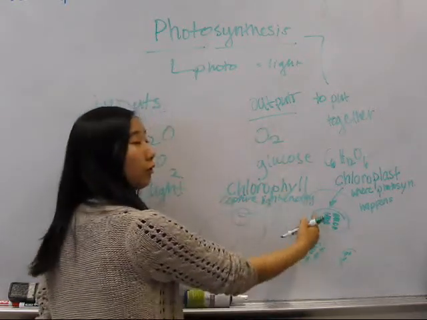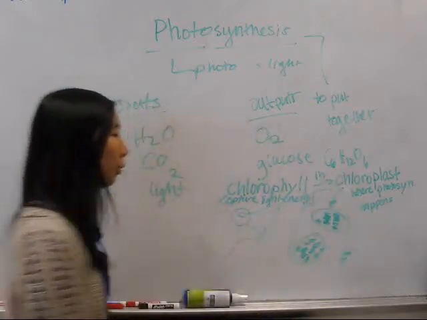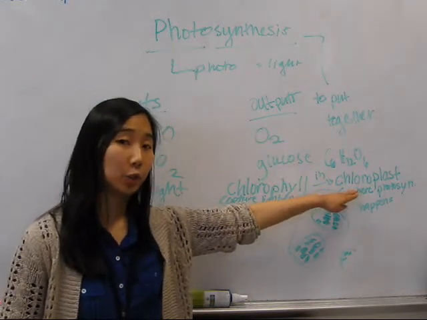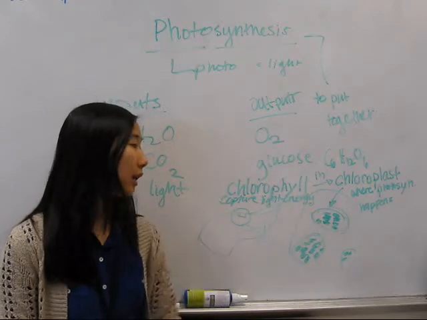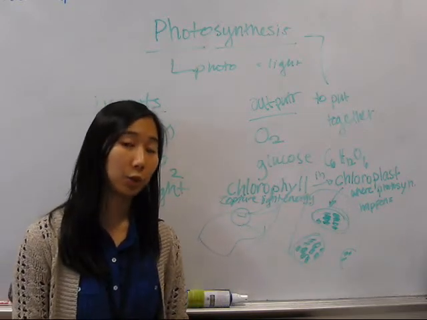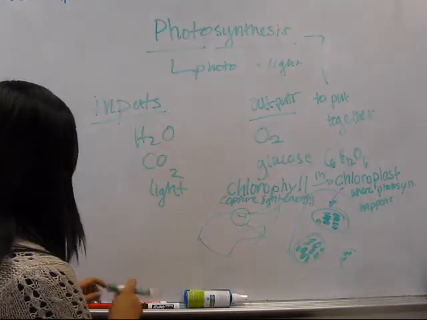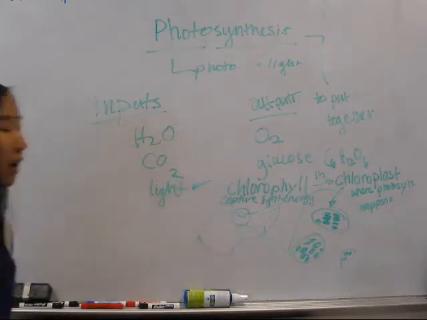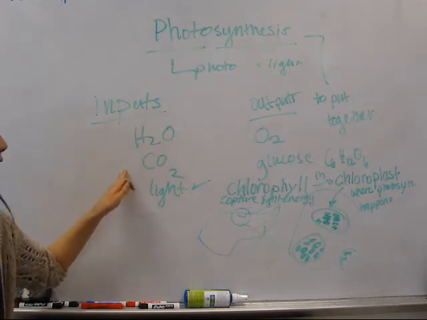The chlorophyll is inside the chloroplast. So this is how the chloroplast is able to capture light energy, because there's this pigment, chlorophyll, inside of it that is able to absorb and capture the light energy. So that is how we get the light. Check. I've got light on my input list. Now I need to worry about getting these two other things.